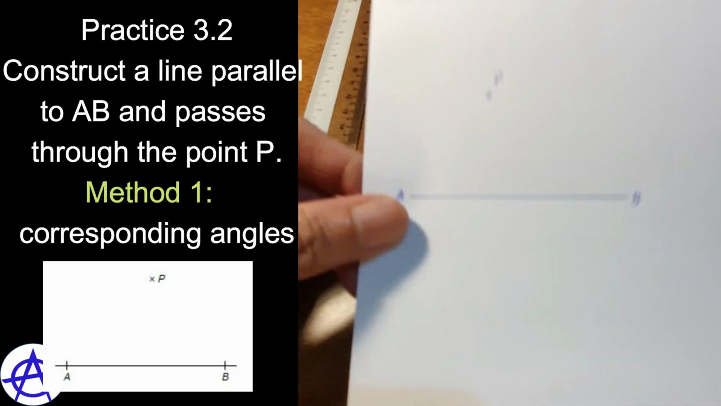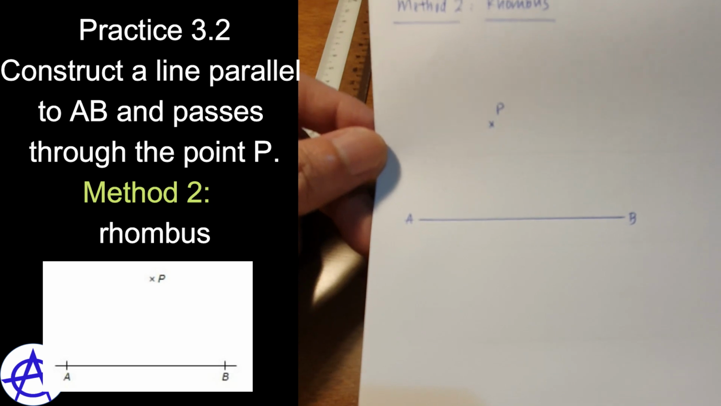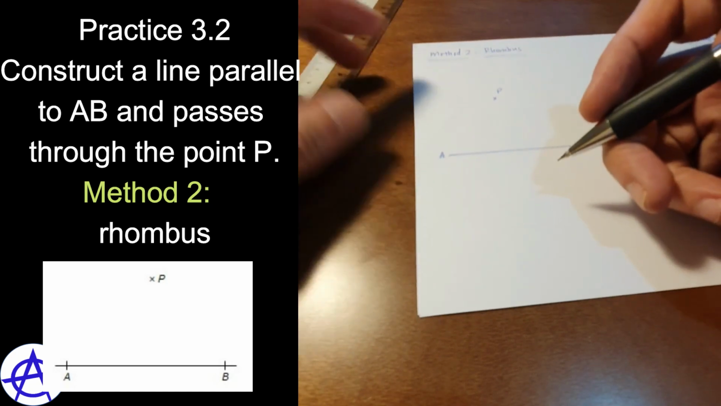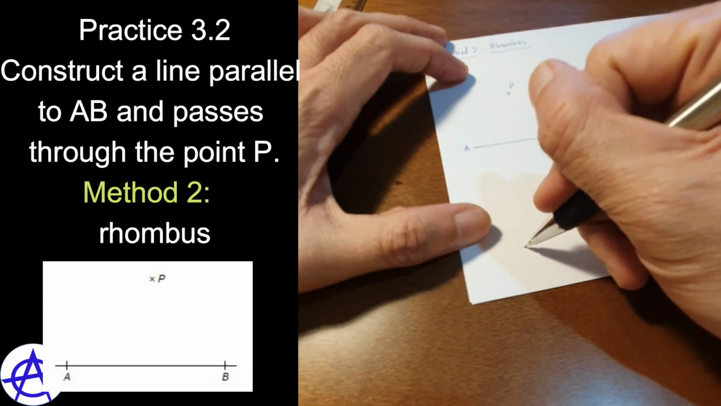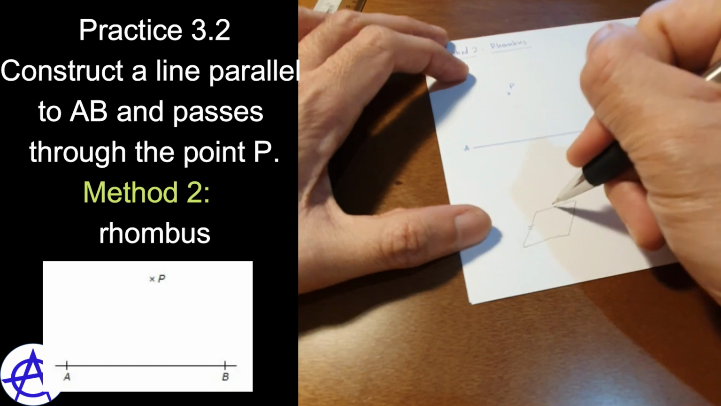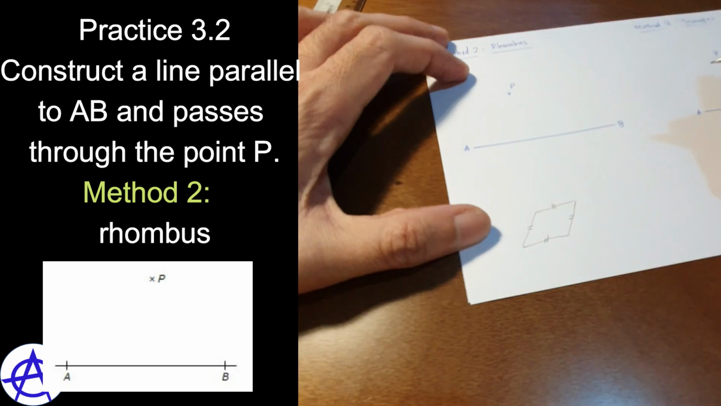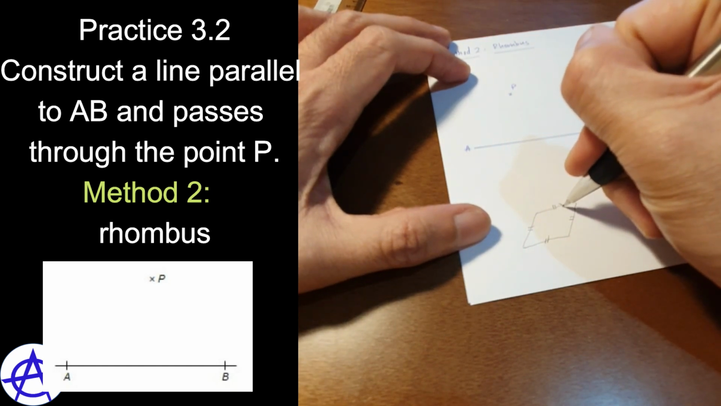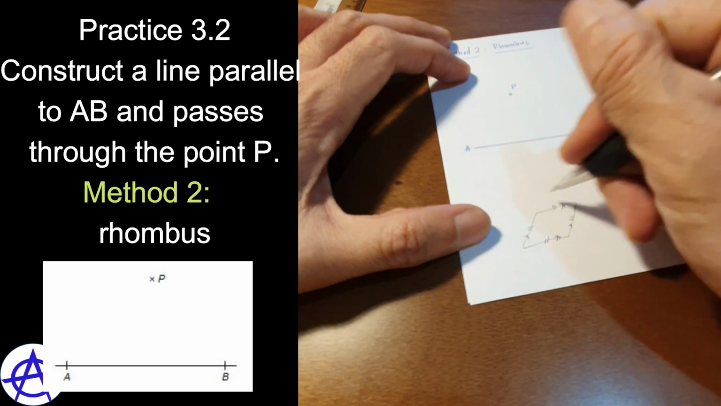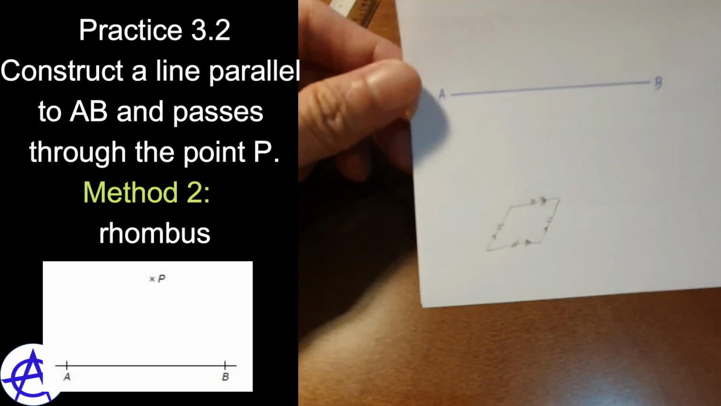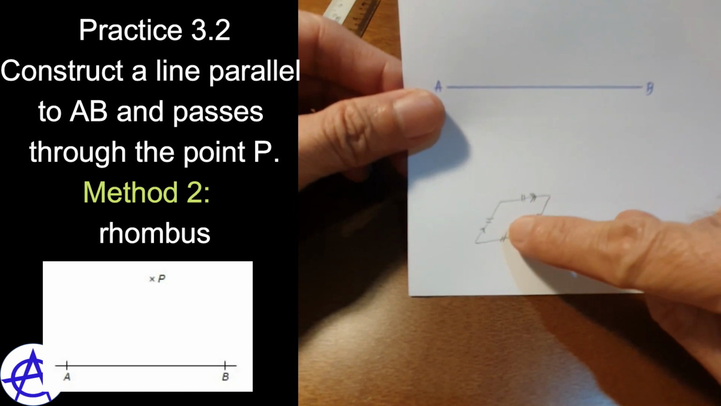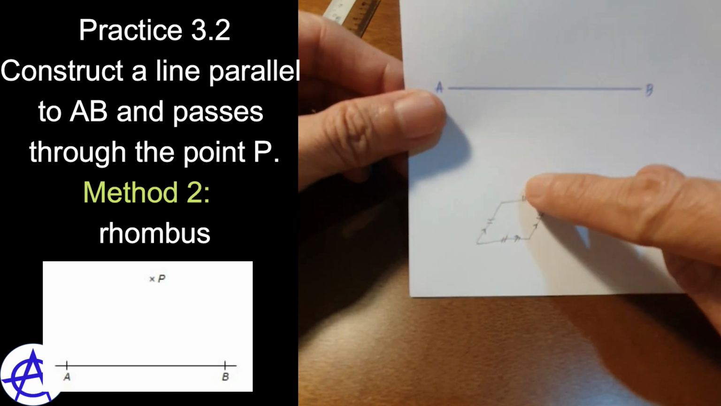Okay, next. Second method, we are using the concept of rhombus. What is a rhombus? A rhombus is a kind of quadrilateral where all the sides are equal, so they are all equal in length. Besides that, the opposite sides are parallel. So this is a rhombus. Now I try to use the idea that all the sides are equal and opposite sides are parallel.